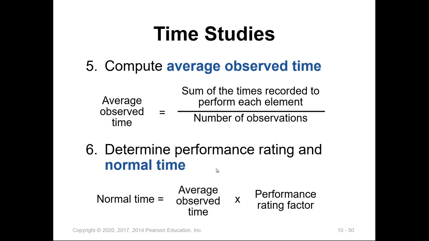A performance factor of 1.05 would indicate that the observed worker performs the task slightly faster than average. Multiplying that by the average observed time will provide the normal time, or will adjust to a normal time.